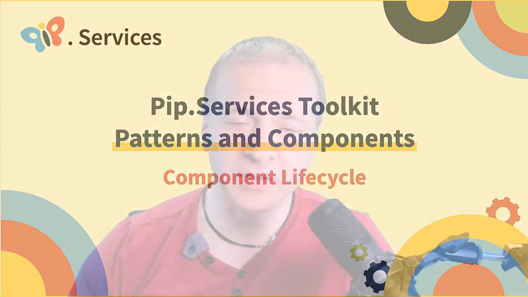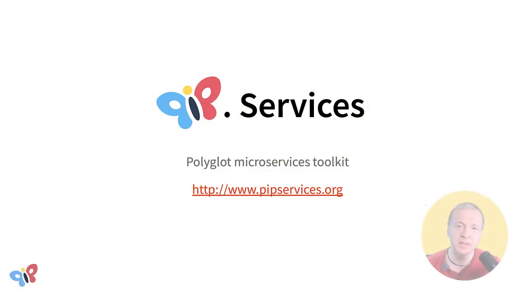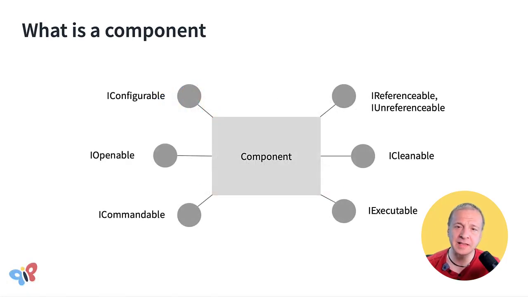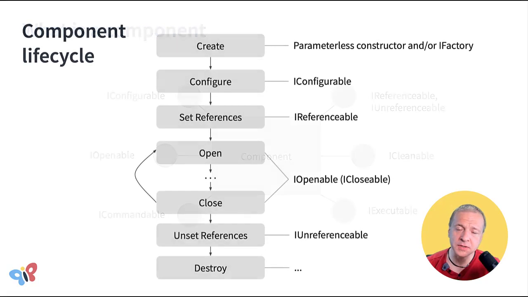Pip.Services Toolkit is built around componentized microservices design, and component is one of the most fundamental concepts that developers shall understand. In Pip.Services, component can be any piece of code that implements component lifecycle as defined in the toolkit. The toolkit supports 7 states in the component lifecycle, starting from create to destroy. For obvious reasons, create and destroy states cannot be skipped, but all other states are strictly optional and can be implemented by defining certain interfaces.